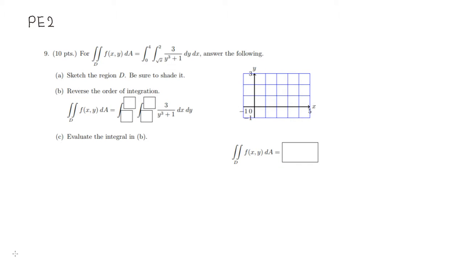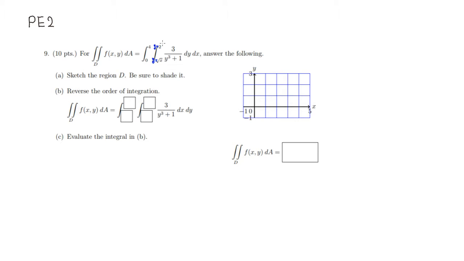Alright, let's look at practice exam 2, problem number 9. We want to first sketch the region D. The integral inside is with respect to y, so we know this is y equals square root of x, and this is y equals 2. Let's sketch y equals square root of x.